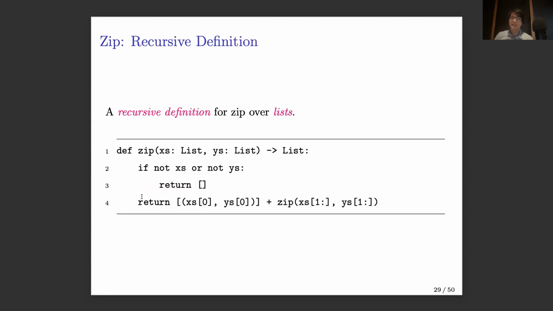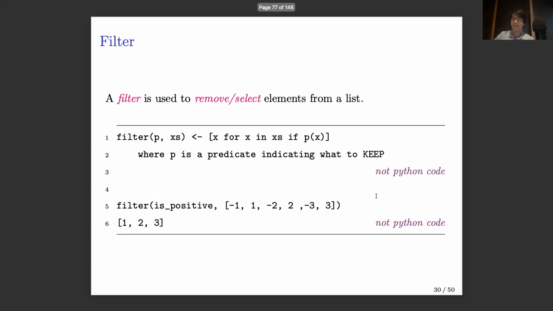Here's a recursive definition for zip over lists. So suppose you've given me a list x's and a list y's. If either of the lists are empty, you're done. Just return empty. Otherwise, give me the element at the front from both lists, make that a tuple, make that a singleton list, and then concat with the zip of the rest. Recursive. Simple. Lovely. Elegant.